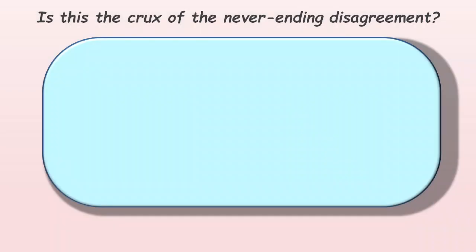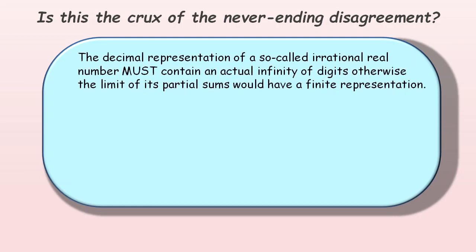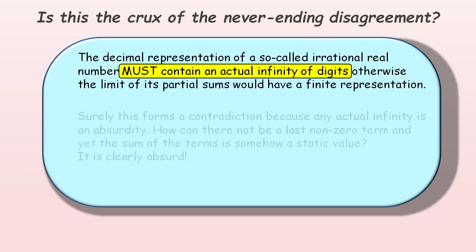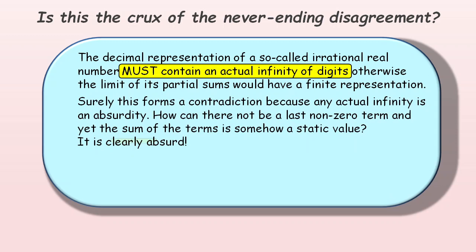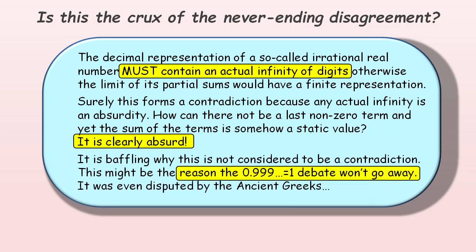If the sequence corresponding to an irrational number has a constant value which we call a limit, then the decimal representation of that number must contain an actual infinity of digits. And surely any actual infinity is absurd. How can there be no last non-zero term, and yet the sum of the terms is somehow a static value? It doesn't make any sense. The 0.9 recurring equals 1 debate won't go away while blatant absurdities like this one remain unresolved. This problem was even debated by the ancient Greeks.